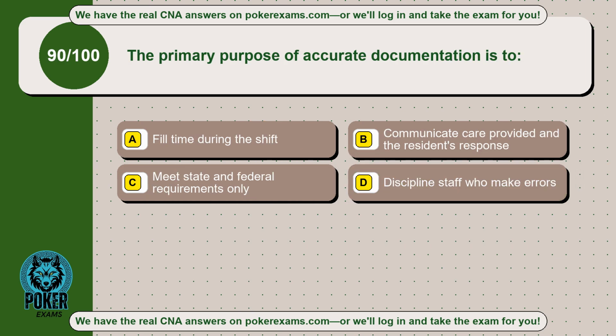Question 90. The primary purpose of accurate documentation is to: Option A. Fill time during the shift. Option B. Communicate care provided in the resident's response. Option C. Meet state and federal requirements only. Option D. Discipline staff who make errors.